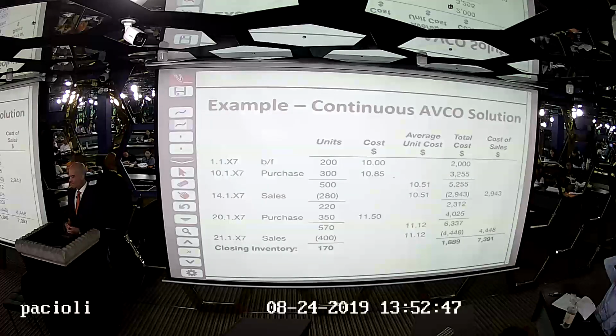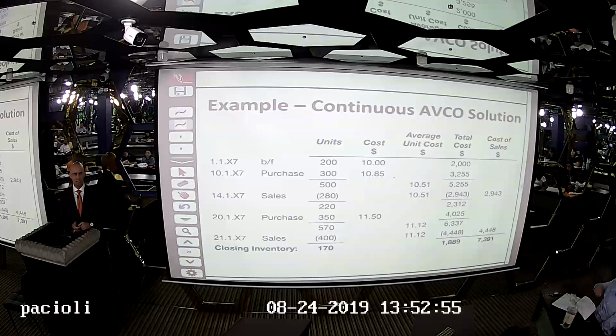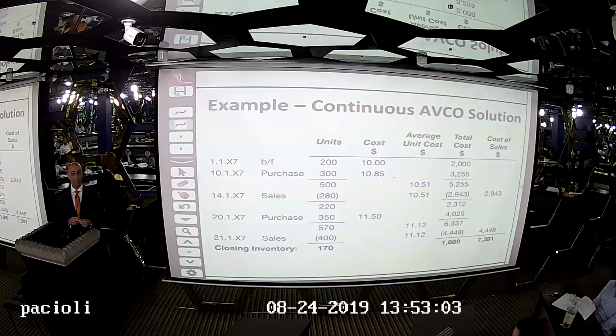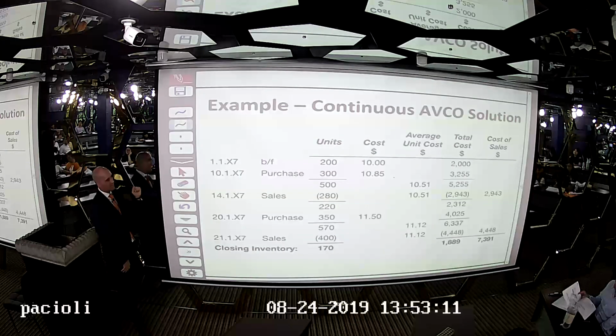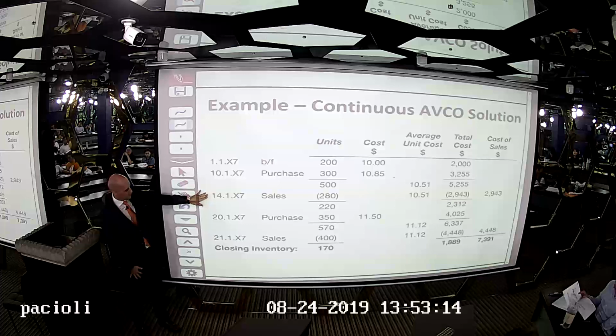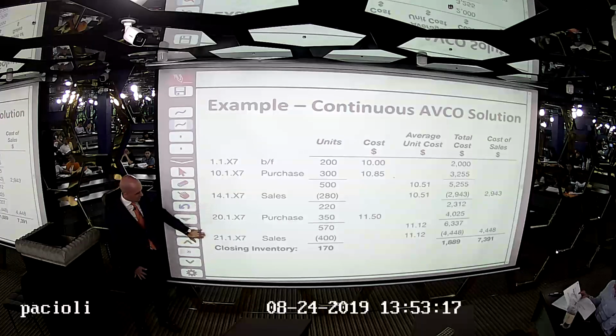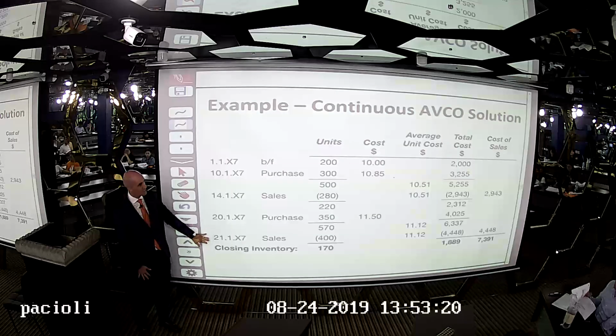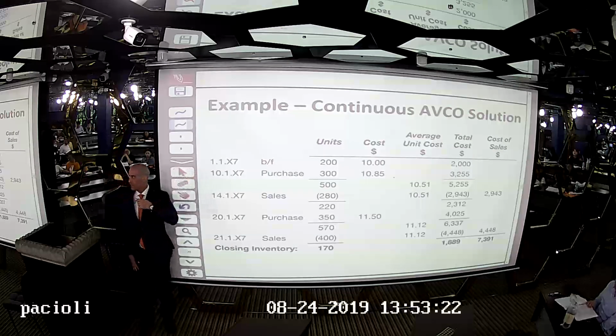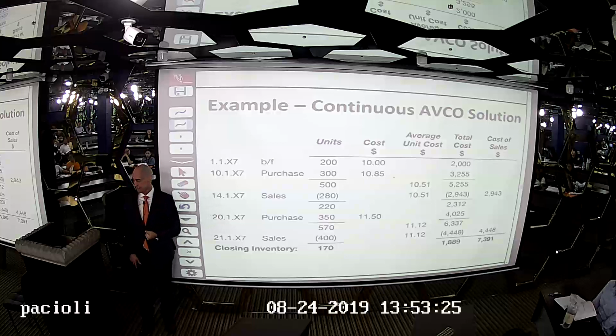The next example here is continuous average cost. This is a bit complicated. Continuous average cost, it's the same as average cost, except that we need to calculate the average cost every time we sell. So we have an average cost with every sale. So in our example, we have two sales. We have a sale on January 14, and then we have a sale, again, January 21. So with continuous average cost, you need to find the average cost for every time you sell.